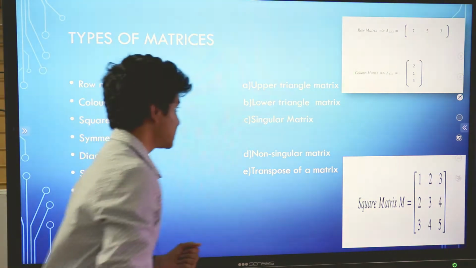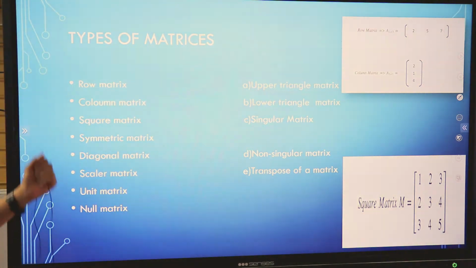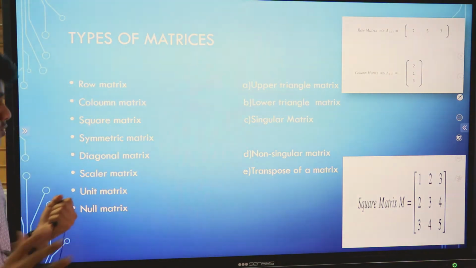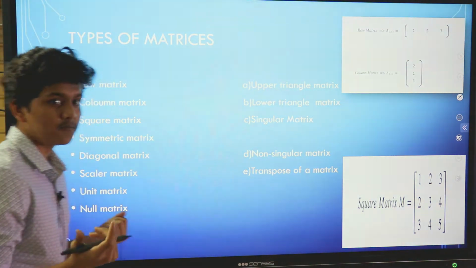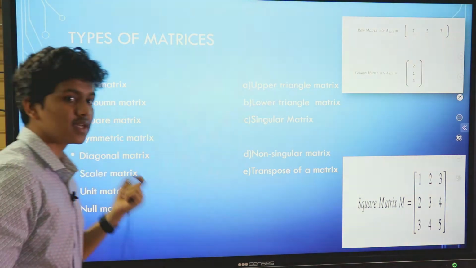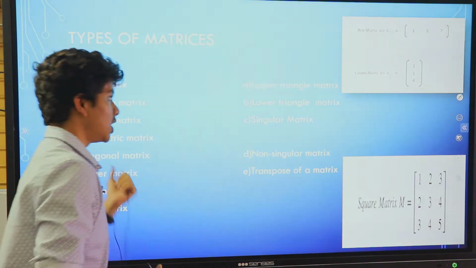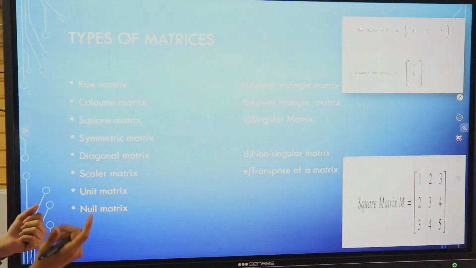Next, types of matrices. Types of matrices is a very easy topic. These are just so that you don't get confused during the exams. The terms should be known. First is a row matrix. If we only have a row, then that is a row matrix. For only a column, we have a column matrix.